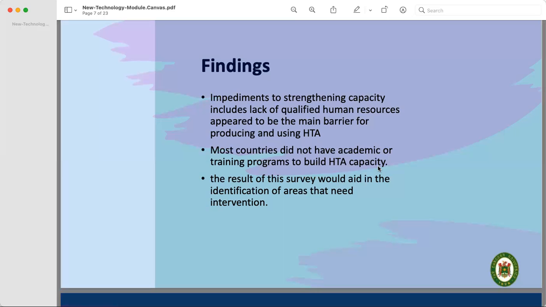Also, another finding is that the result of the survey would aid in the identification of areas that need interventions. And this is good, because it brings to light areas of improvement, those areas requiring intervention, so that the institution, the organization, or the field will become more ready to utilize health technology, particularly right now in public health.